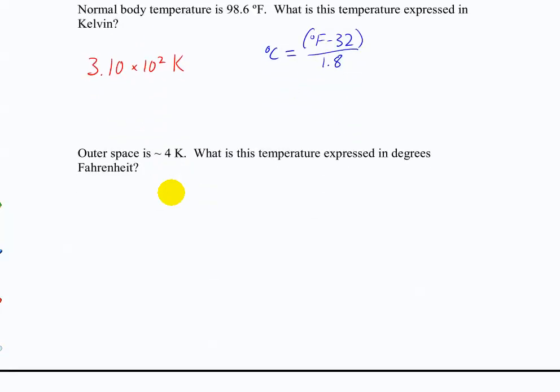OK, and what'd you get for this last one? -452 degrees F. And probably should have written this question a little better, but if we're reporting this with our significant figures properly, what do we call this? Well, how many significant figures should we report this number with? Just one, right? Because it's just 4 Kelvin. I probably should have called it 4.00K. In that case, this would just be minus 500 degrees F.